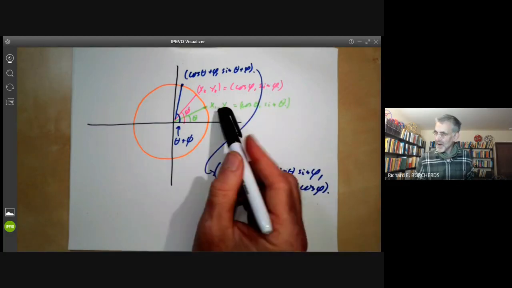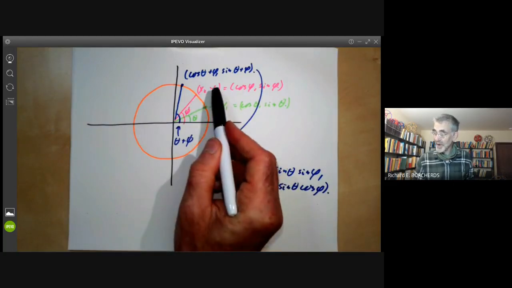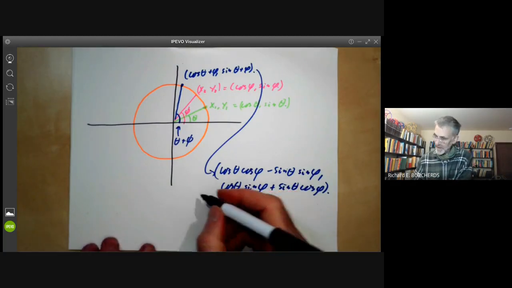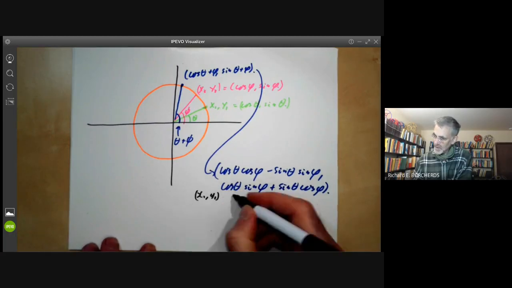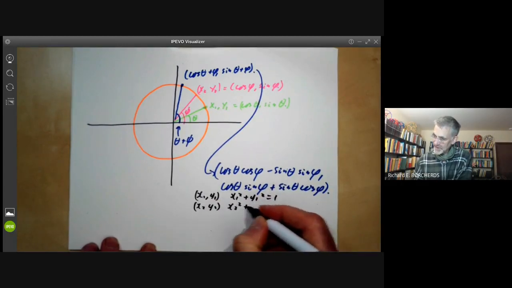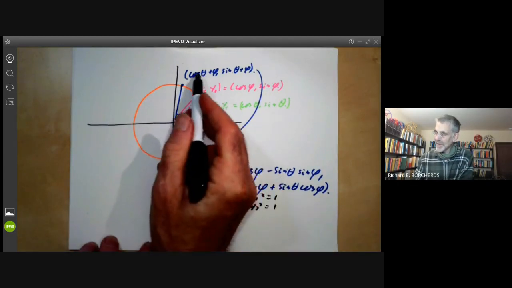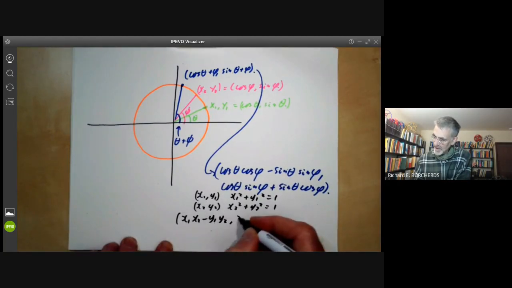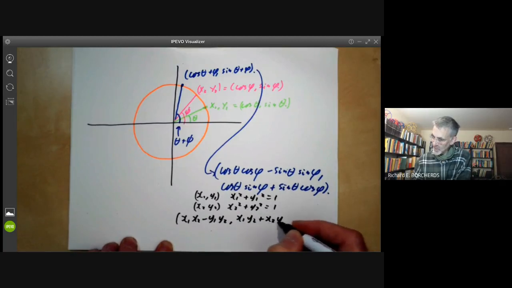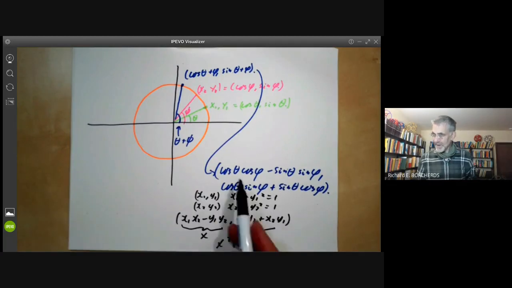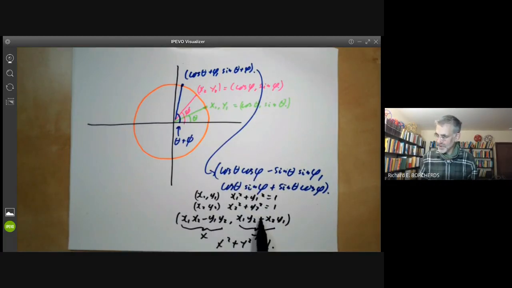So what this means is if we've got a solution x1, y1 and a solution x2, y2 of Pythagoras's equation, then we can find a new solution as follows. So we've got x1, y1 with x1 squared plus y1 squared equals 1, and we've got x2, y2 with x2 squared plus y2 squared equals 1. And now we take this point here, which is the point x1 x2 minus y1 y2, x1 y2 plus x2 y1. And if we call this x and this y, then we see that x squared plus y squared will also be 1. So this gives a way of generating new solutions from old solutions using this formula.